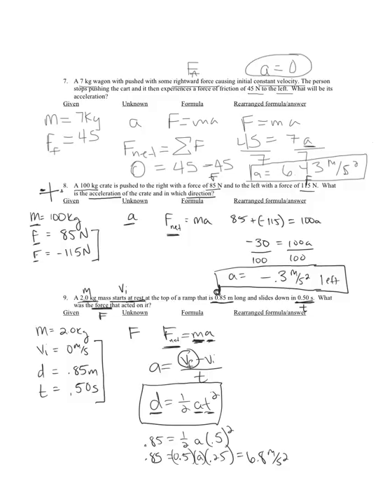So now that I have my 6.8 meters per second squared, I can plug in, since I'm looking for my force. I've been given the mass, which is 2 kilograms. My acceleration that I just calculated is 6.8. Multiply those two together, and my force is equal to 13.6 newtons. And that is my answer.